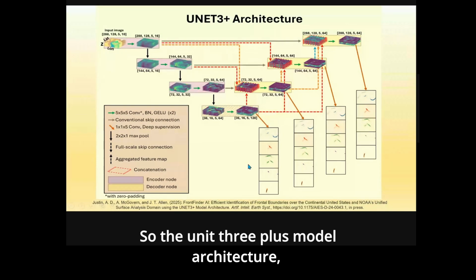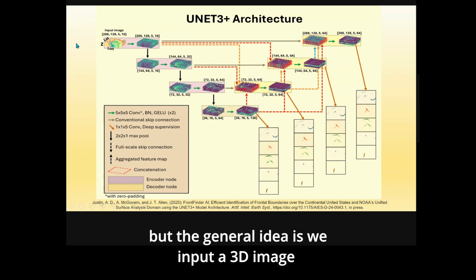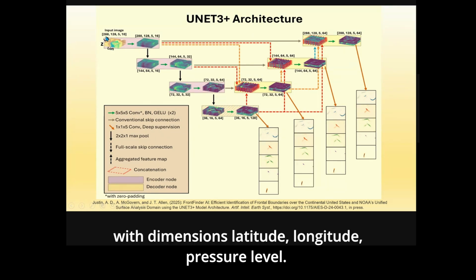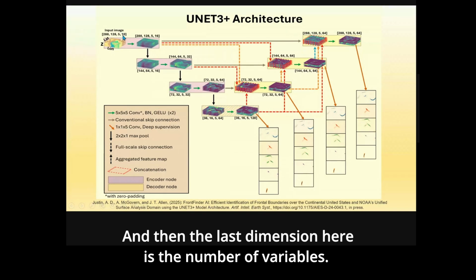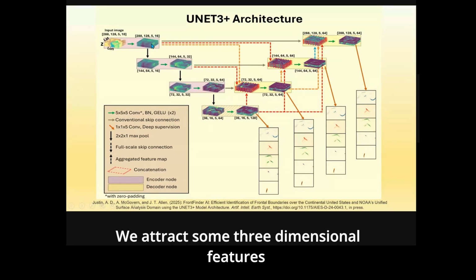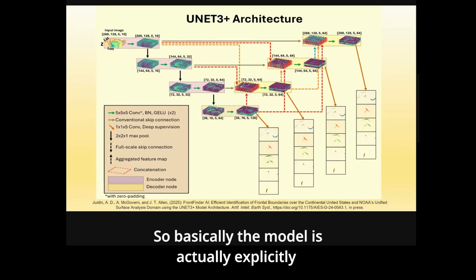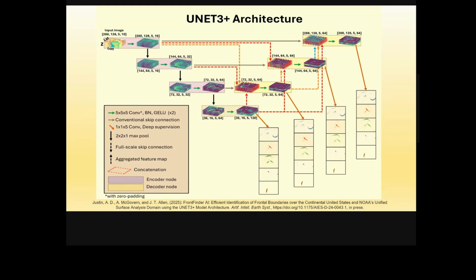So the UNet 3+ model architecture, I'm not going to go into the super fine details of this, but the general idea is we input a 3D image with dimensions latitude, longitude, pressure level, and then the last dimension here is the number of variables. We extract some 3-dimensional features from the input map. So basically the model is actually explicitly resolving 3D features.